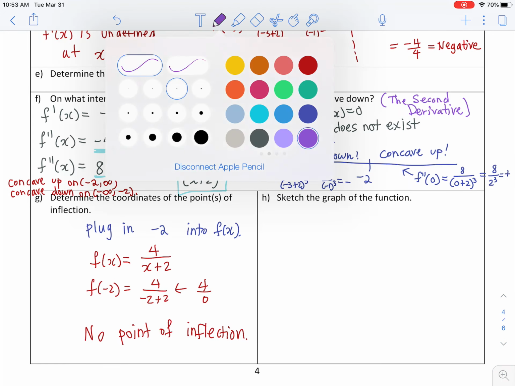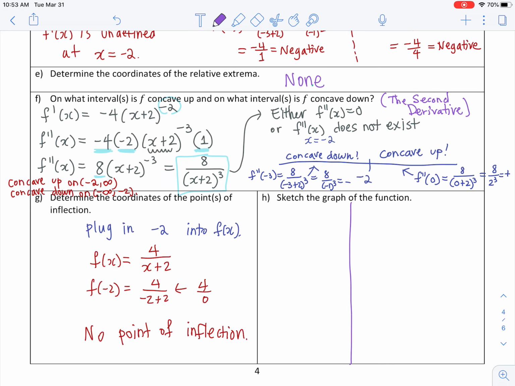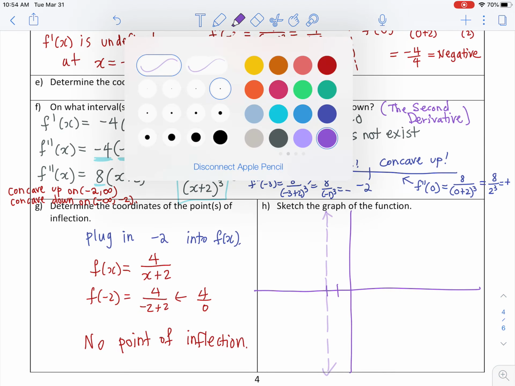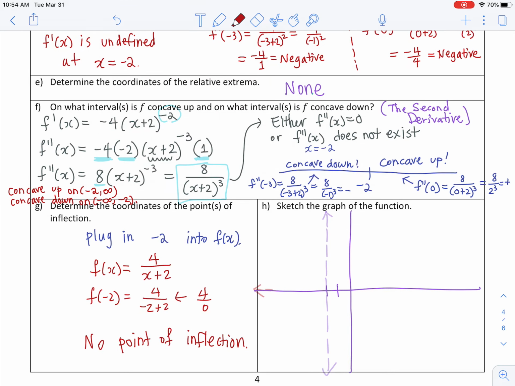But let's try to put all this together and sketch a nice function. Just graph your x-axis and y-axis, and that's what you can do too. We do have a vertical asymptote at x equals negative 2, so you do want to plot that. Make sure you give me a dotted vertical line at x equals negative 2. And what was the horizontal asymptote?